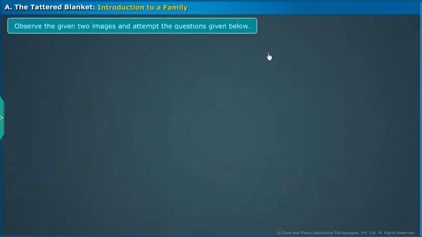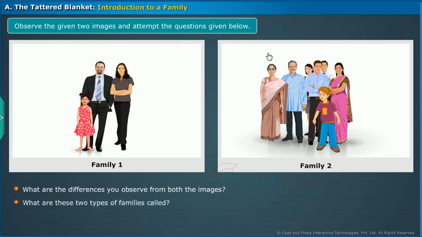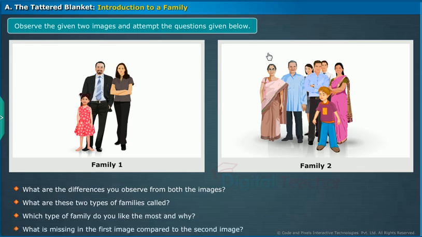Let us start the section with a few questions to check your attention. Observe the given 2 images and attempt the questions given below. What are the differences you observed from both the images? What are these 2 types of families called? Which type of family do you like the most and why? What is missing in the first image compared to the second image?